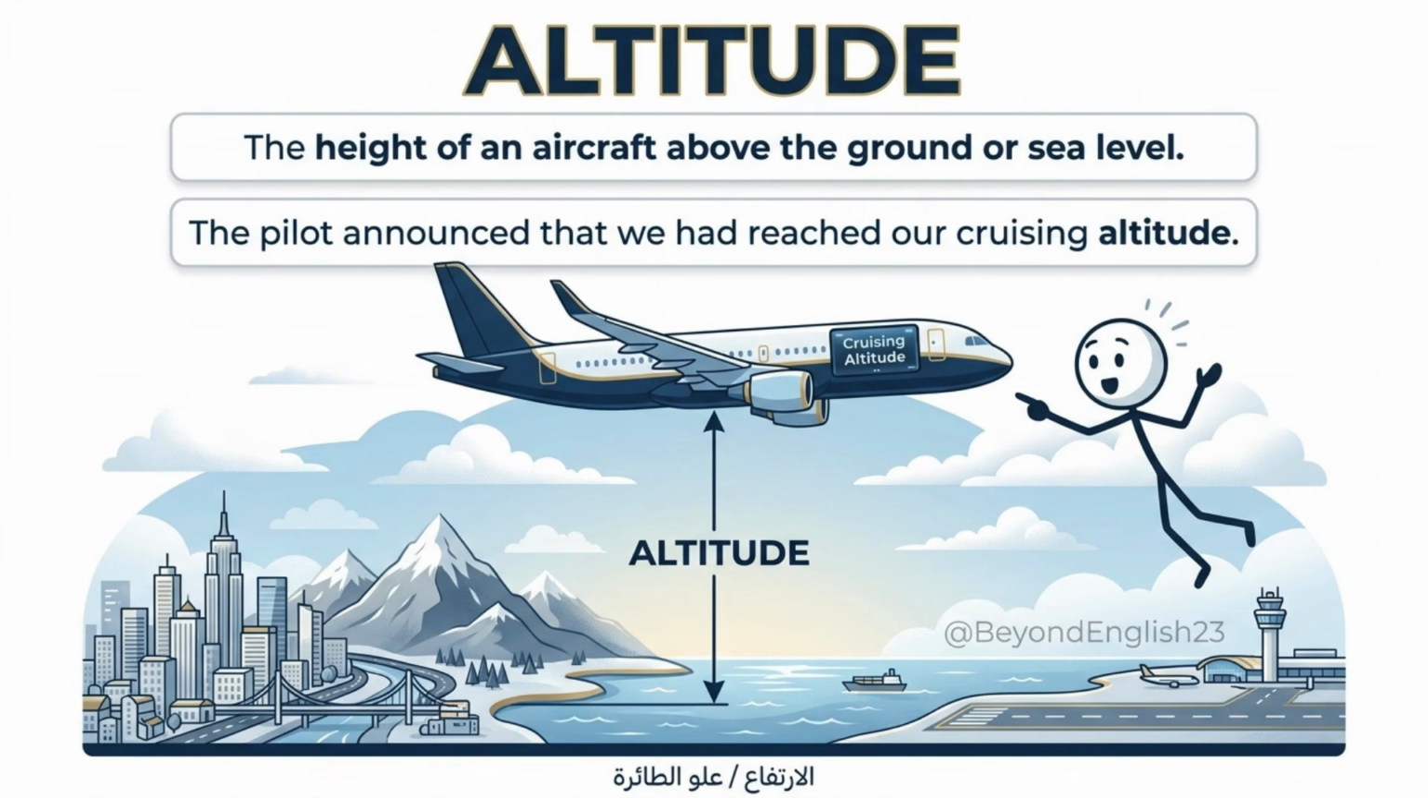16. Altitude. Altitude is how high an airplane is flying, above the ground or sea level. Pilots monitor altitude to keep the aircraft at a safe height during the flight. Example, the pilot announced that we had reached our cruising altitude.